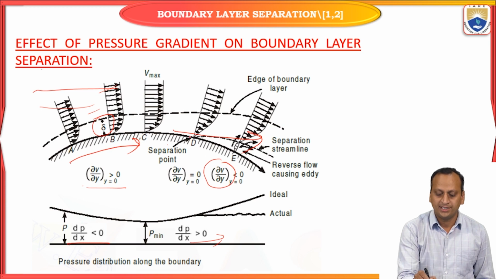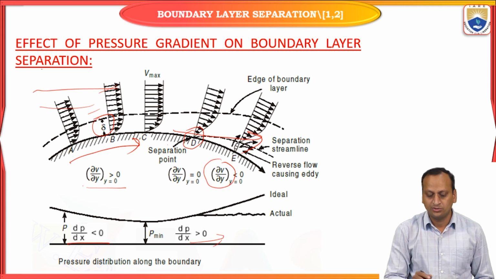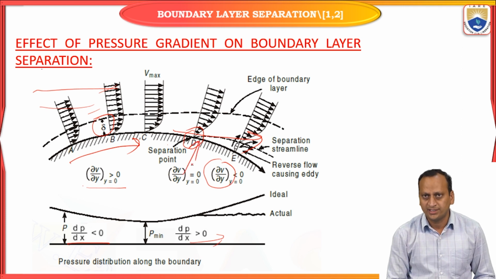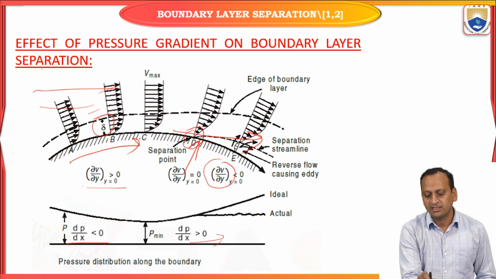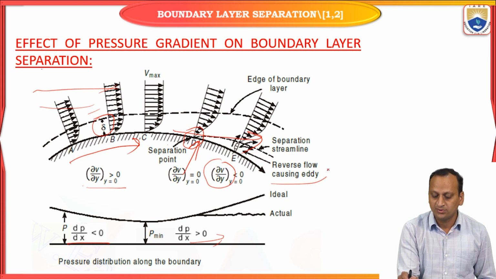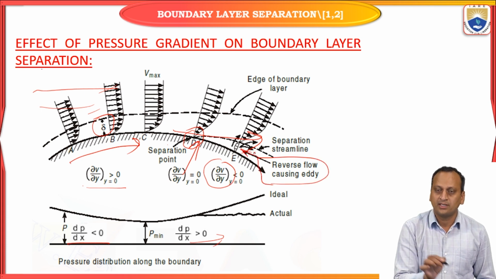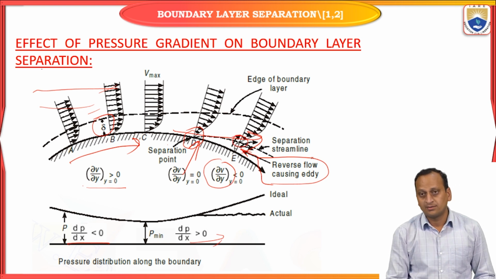But at point D, the velocity sharply becomes 0. If the velocity becomes 0 at point D, then the boundary layer may not stick to the surface. Therefore, reverse flow will take place in this direction. The boundary layer will be separated from this point onwards, and within this region, due to the reverse flow, another boundary layer will be formed. If you join all these points, then the separation streamline will be obtained.